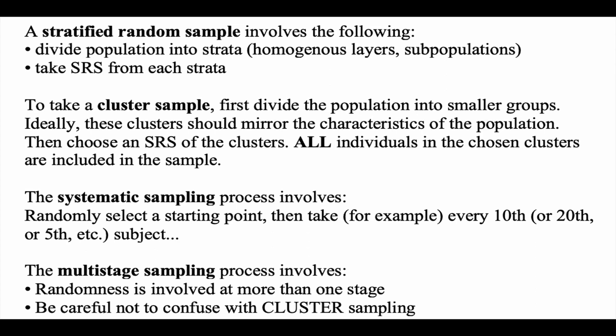Systematic's the easiest. Every fifth person. So if I work at Starbucks and I want to do a survey, every fifth person that walks through the door, I'm going to ask them a survey. Every 10th person that walks through the door, I'm going to ask them a survey. Whatever the number you decide, you can decide. It's the easiest way to do it. It's one of the worst in terms of randomness, but it is a system.